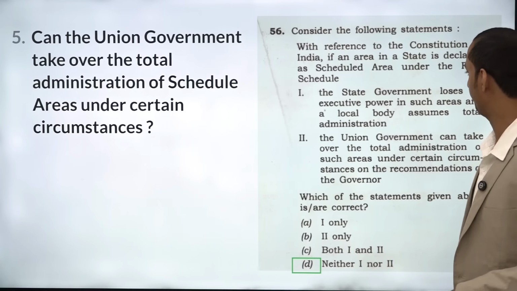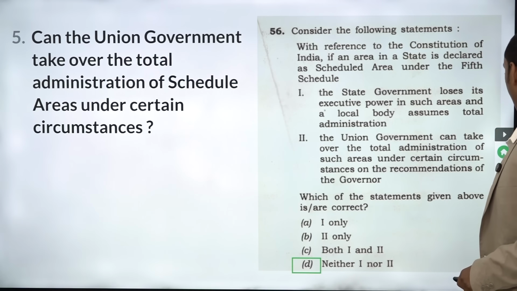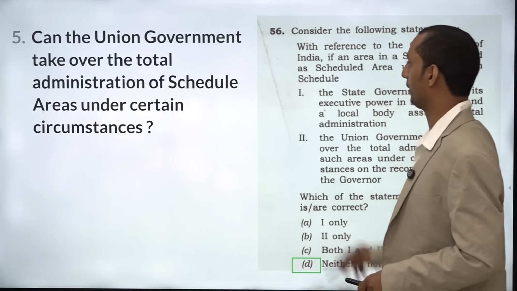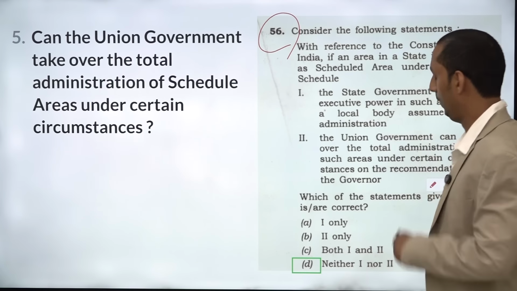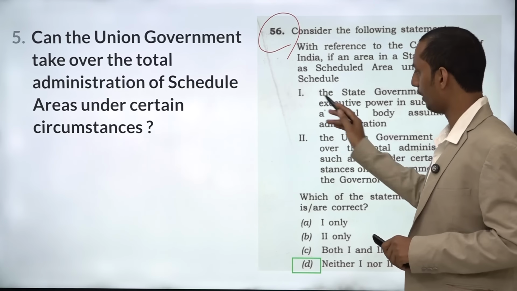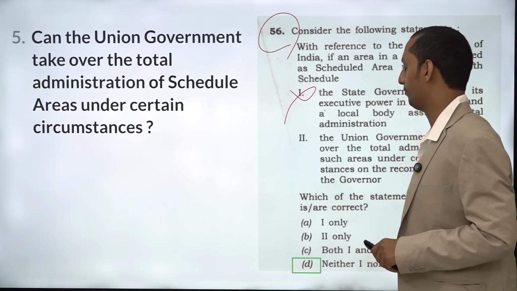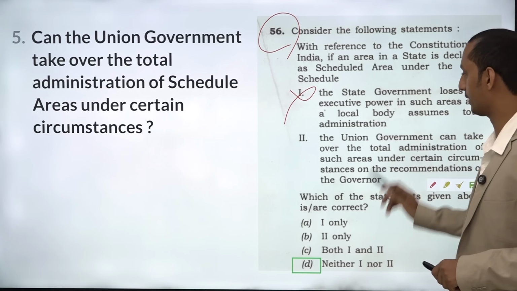Now, what about this question? This is also a controversial question. Academics have given different interpretations. This is question 56. So, we have no doubt regarding the first statement. The first statement is definitely wrong. But what about the second one?